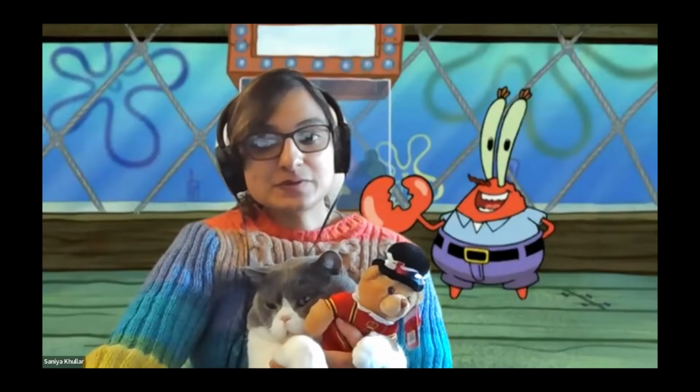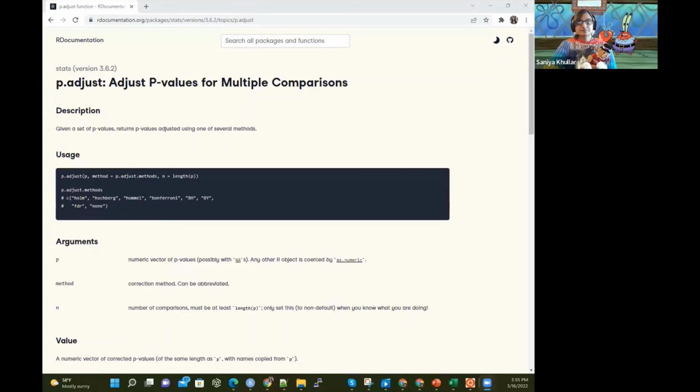So this will be the tool that we will use. It's called p.adjust. Adjust p-values for multiple comparisons. And it is available in the stats package. So you probably don't have to worry too much about downloading this.